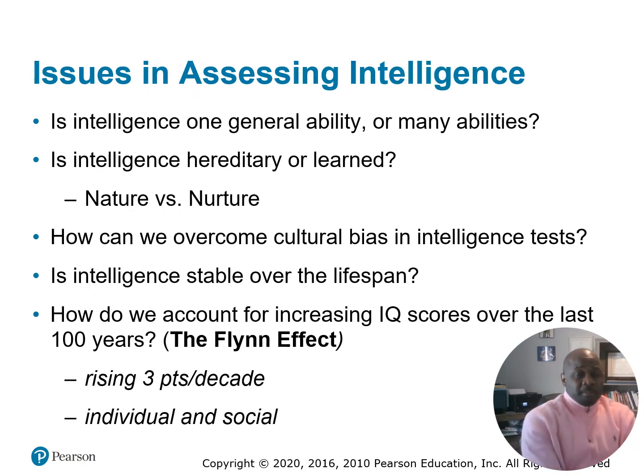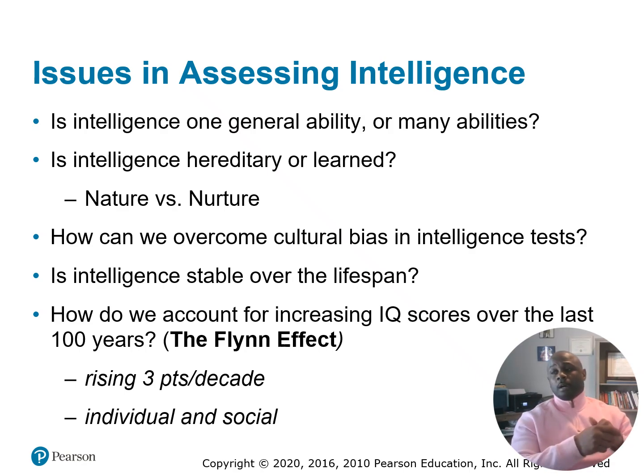So there are some issues within testing intelligence. Again, it's very hard to measure intelligence with adults because you've got different types of intelligence. Is intelligence one general ability or many? That's a question that's always been asked. Is it made up of multiple different constructs or just one? Is intelligence hereditary or learned? Nature versus nurture. There's always been that argument. Does nature or environment play a bigger role, or does nurture, development, and modeling play more of a role?